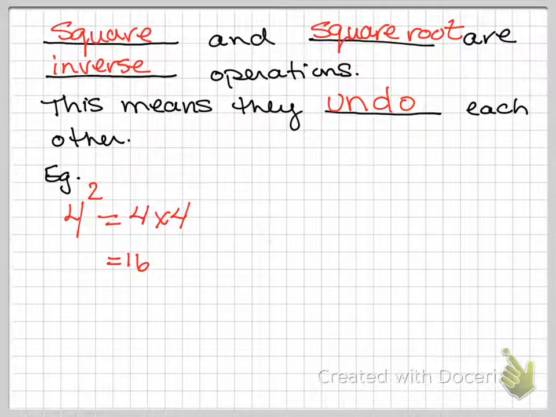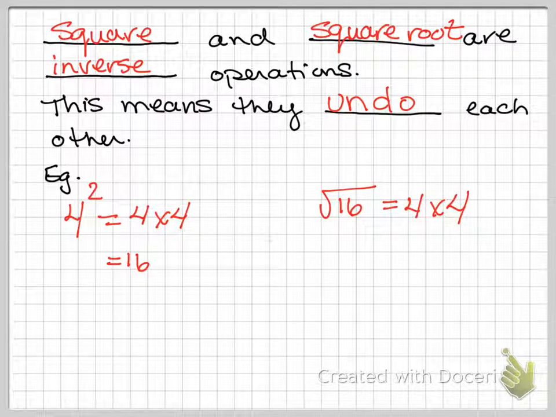But if I want to find the square root of 16, what this means is that I'm trying to figure out what two numbers, when I multiply them together, equal 16. Well, the two numbers that are the same as one another and multiply together to equal 16 would be 4 times 4. So your answer for the square root of 16 is 4.